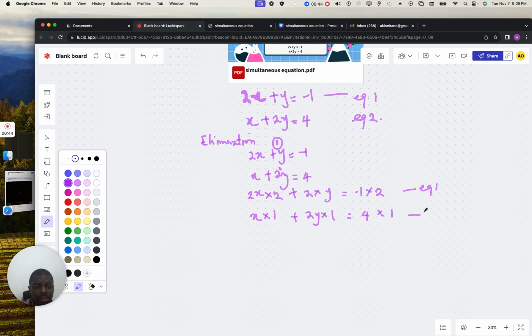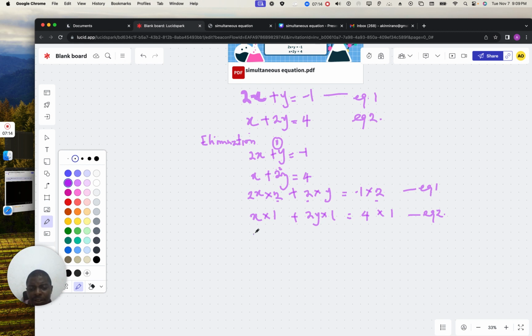That means this will give equation 2. So what I've done here is that I've just multiplied the coefficient up here that we have, which is 2, times equation 1. And the coefficient we have in equation 1, which is 1, times equation 2. Can you see? Now let's see what it's going to give us.